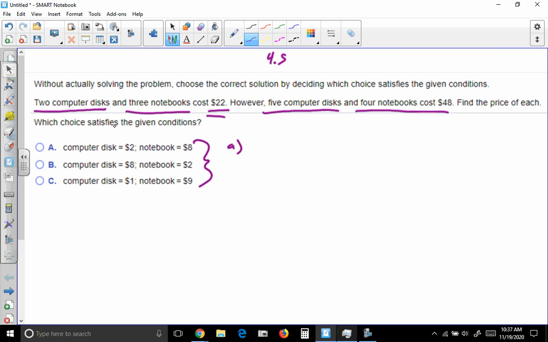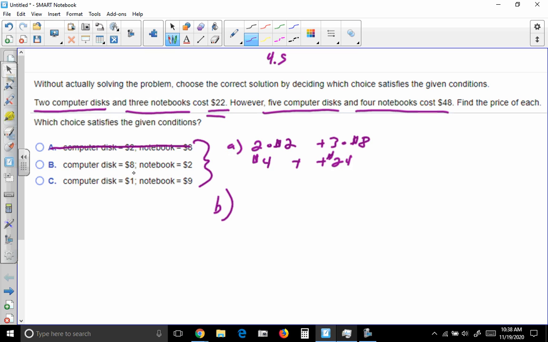If we have 2 computer disks and each is $2, 2 times $2 would be $4. If a notebook is $8 and we get 3 of those, 3 times 8, that would be $24. Well, that's $28 that we just spent. We're told that if we get 2 disks and 3 notebooks, we only spend $22. So that can't be it. So let's try B.